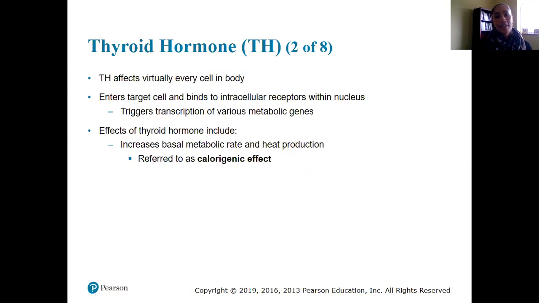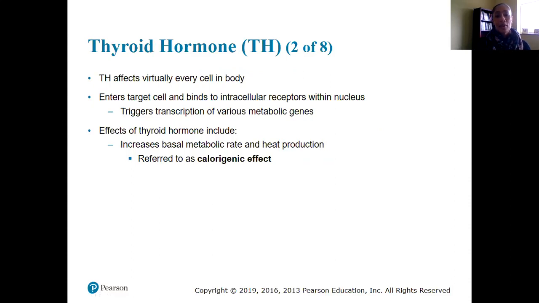Thyroid hormone affects virtually every cell in the body because it's going to affect the metabolism of those cells. Every cell within our body is going to have metabolic functions, so each one of our cells is going to need the thyroid hormone to help control those functions. It enters the target cell, binds to receptors within the nucleus, and is going to trigger transcription of various genes that we find on our DNA to make certain types of proteins.